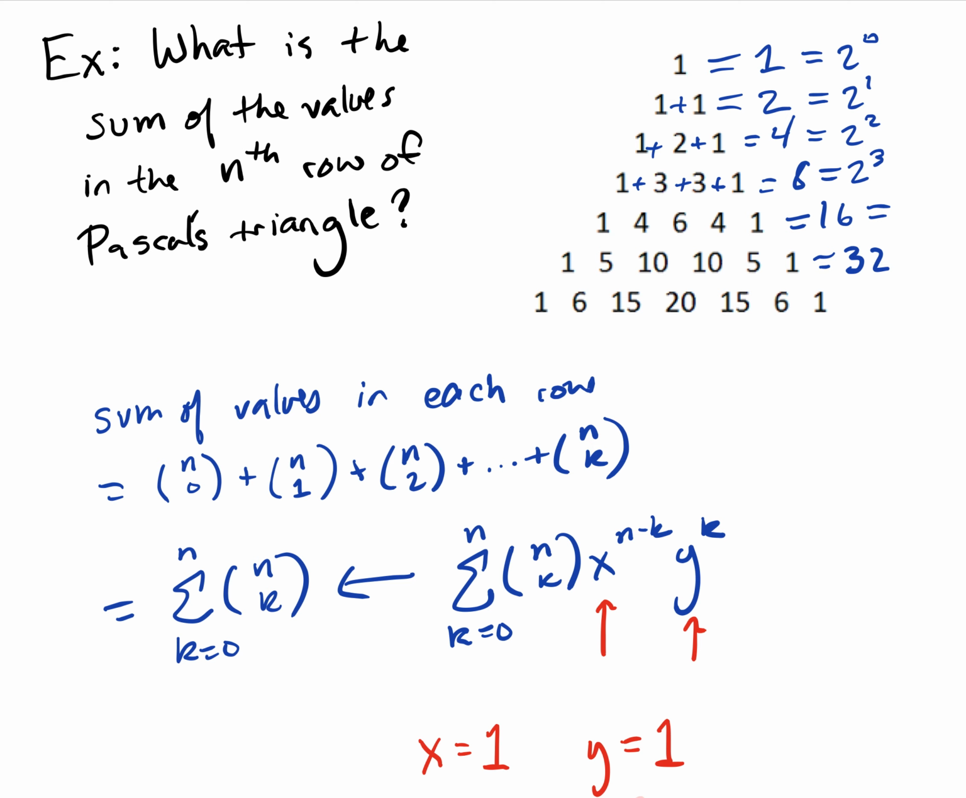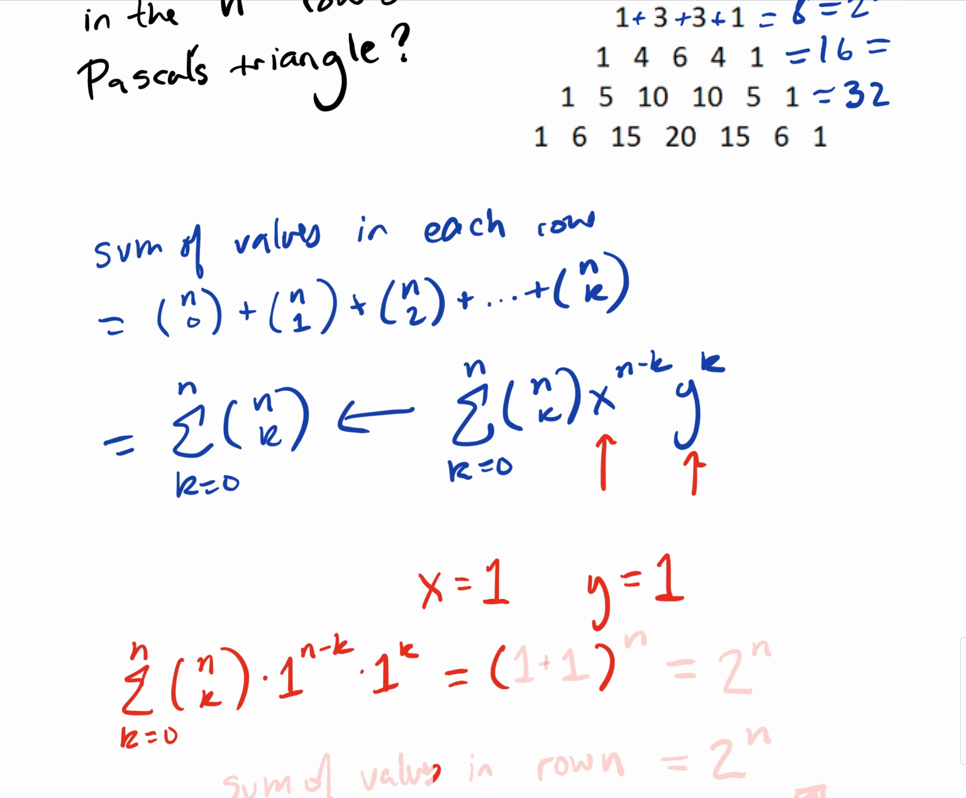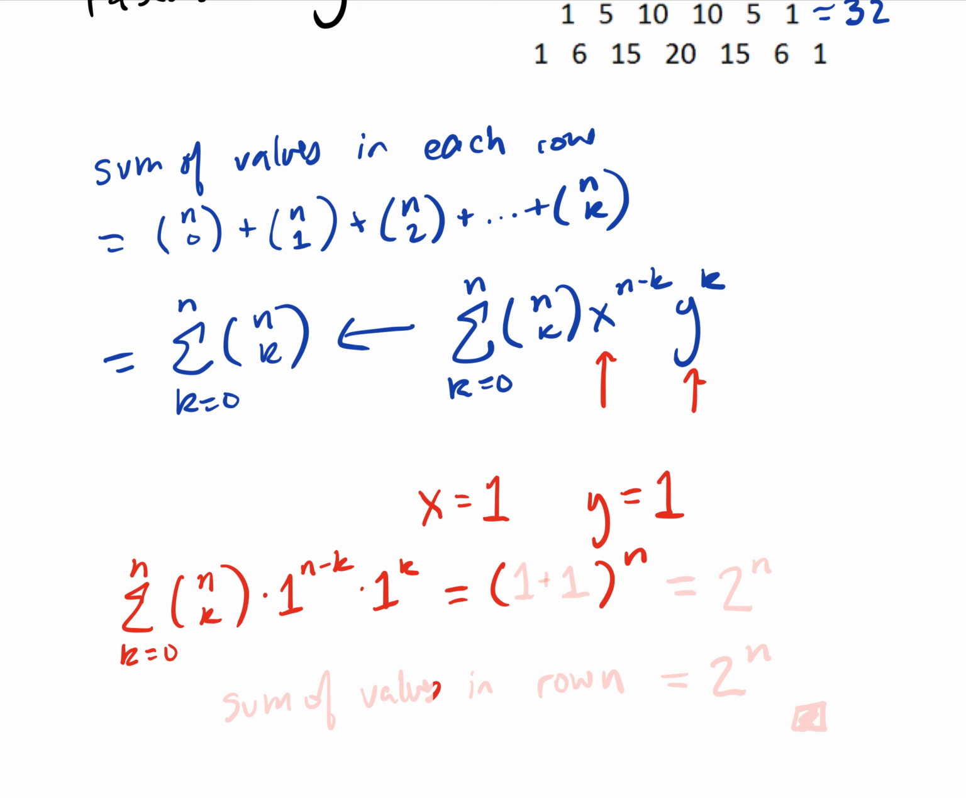And so that tells us that the sum from k equals 0 up to n of n choose k times 1 to the n minus k times 1 to the kth power will be equal to, by the binomial theorem, (x plus y) to the nth power. But here x is 1 and y is also 1, so (1 plus 1) to the nth power is just 2 to the n. And great, we have proved that the sum of the values in row n of Pascal's triangle is equal to 2 to the n, which is exactly the pattern that we observed.